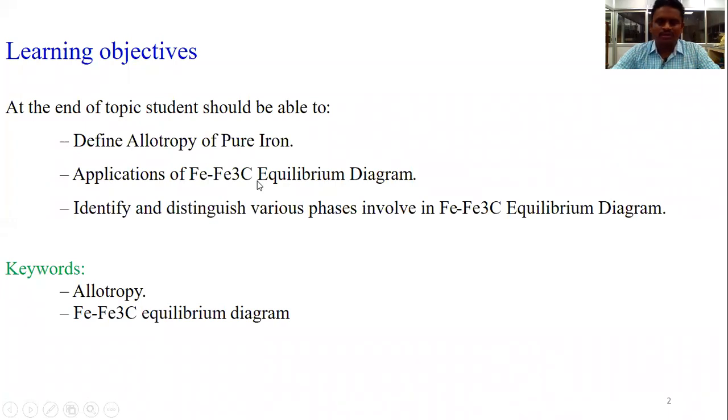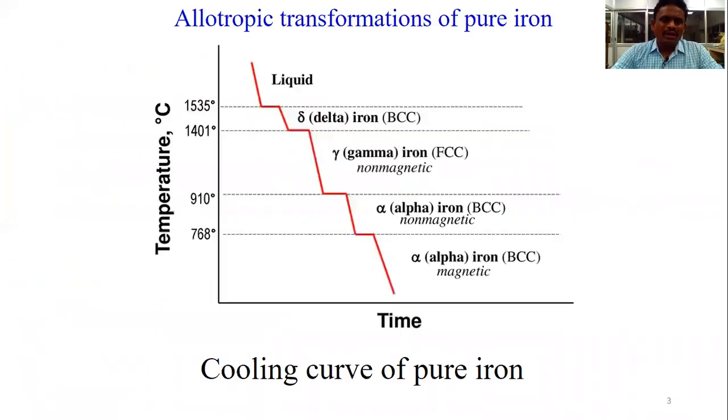Iron carbide equilibrium diagram, and one can identify and distinguish different phases present in the iron carbide phase diagram. Since iron is a polymorphous metal, which means it exists in different types of crystals. And unlike other metals, iron also has a cooling curve, which is developed by thermal analysis, and which consists of different arrest points. The first arrest point will occur at 1535 degrees centigrade.